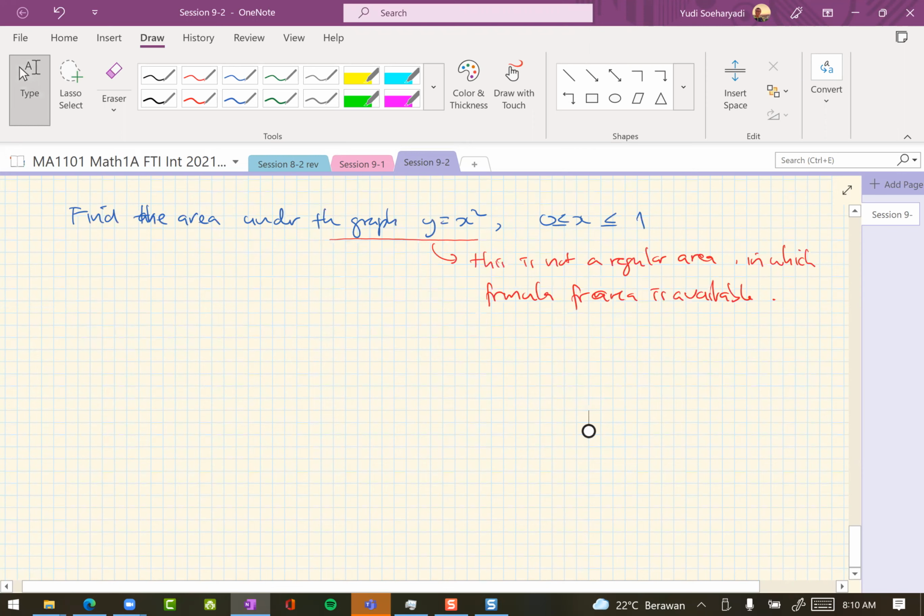Okay, so let's just do approximations. If you cannot find the precise thing, then let's do approximations, and let's try to improve the approximation as much as possible, and somehow try to find a general scheme to do approximations. All right, so approximations using regular shapes.